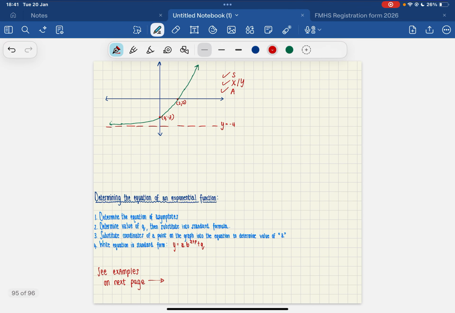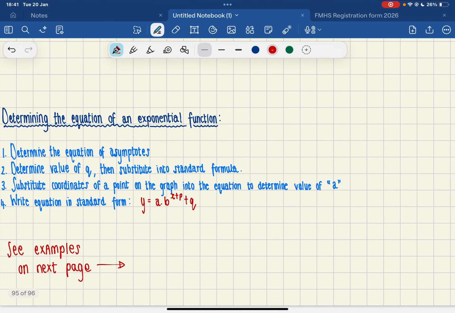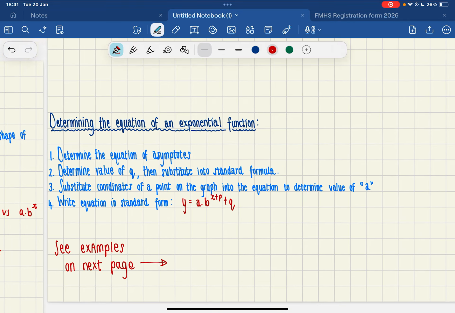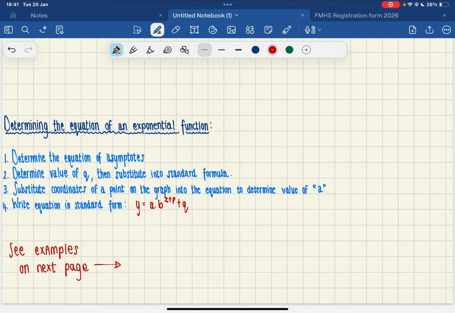Anyways, we've got this, and it says essentially we'll be determining the equation of an exponential function. Now, when determining the equation of an exponential function, boys and girls, you want to determine firstly the equation of the asymptote that will be given to you. You'll then find the value of q and substitute it into the formula. And you'll be given another point that lies on the graph. I want you to take that point, the x and y, plug it in and solve for a, and rewrite your answer in y is equal to a multiplied by b to the power x plus p, plus q.